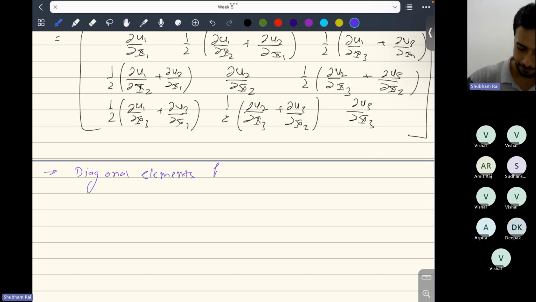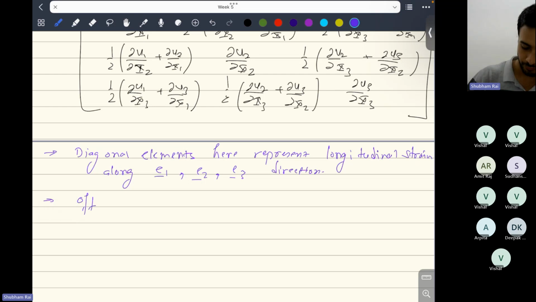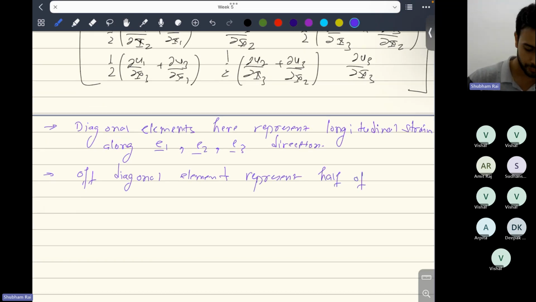Diagonal elements here represent longitudinal strain along the e1, e2, e3 directions, and you can say that off diagonal elements represent half of shear strain.